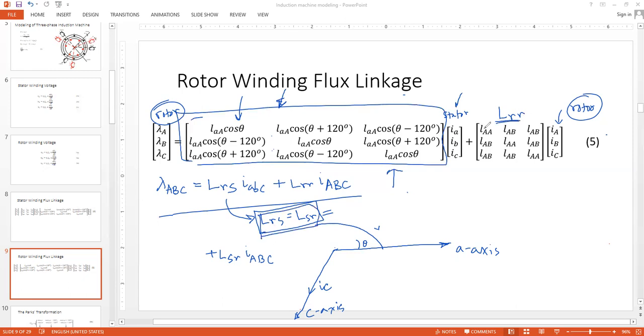And for LRR, identical to LSS, here we will get LAA between lambda capital A and I capital A, and the others are exactly the same. All the off diagonal elements are assumed to be the same. All the diagonal elements are assumed to be the same. So ultimately, you will get the shorthand notation like this. Lambda capital ABC is L rotor to stator into I stator plus L rotor to rotor into I rotor.